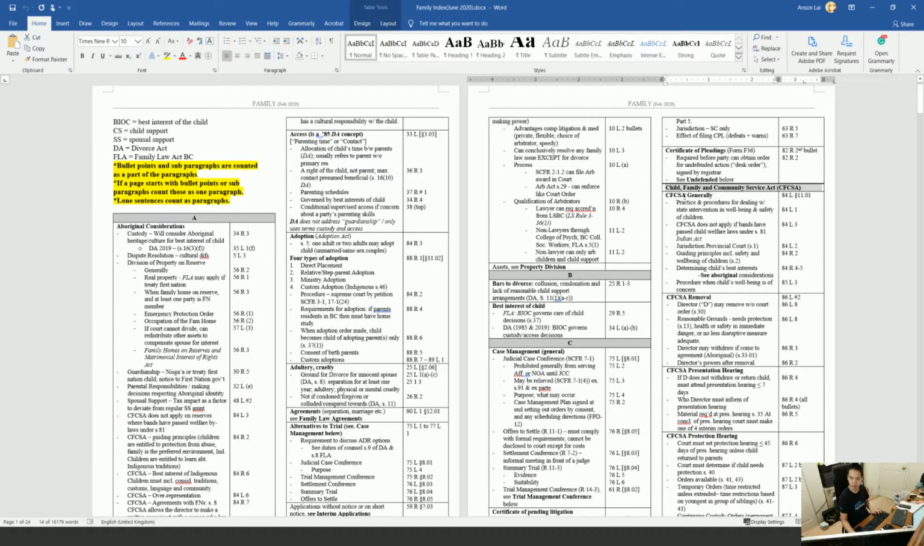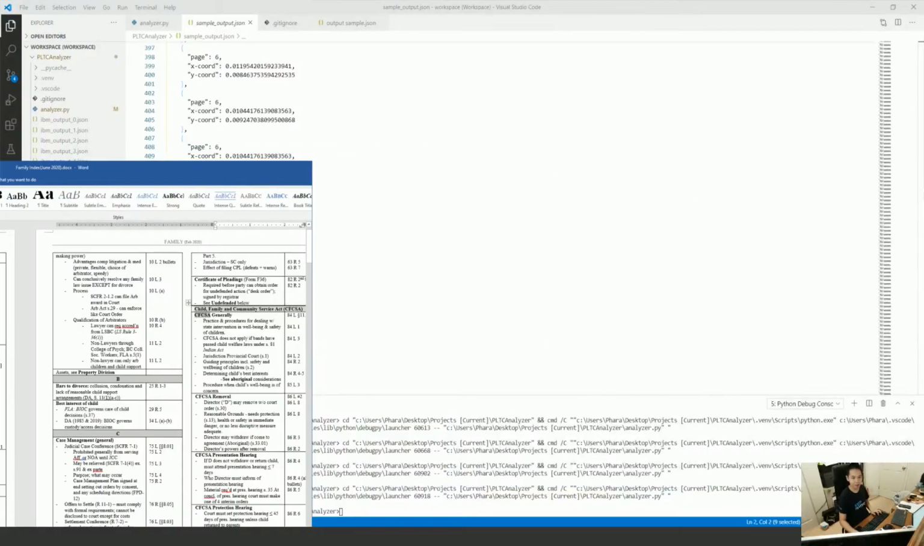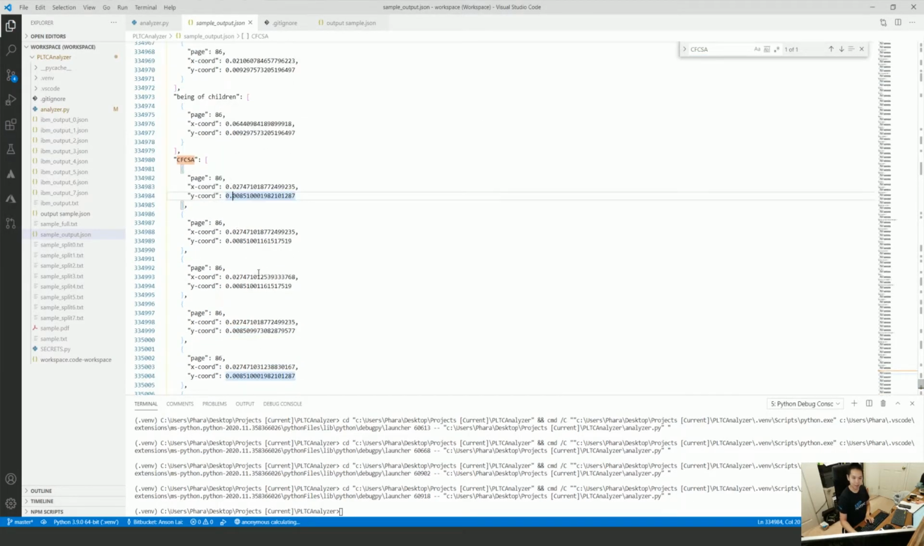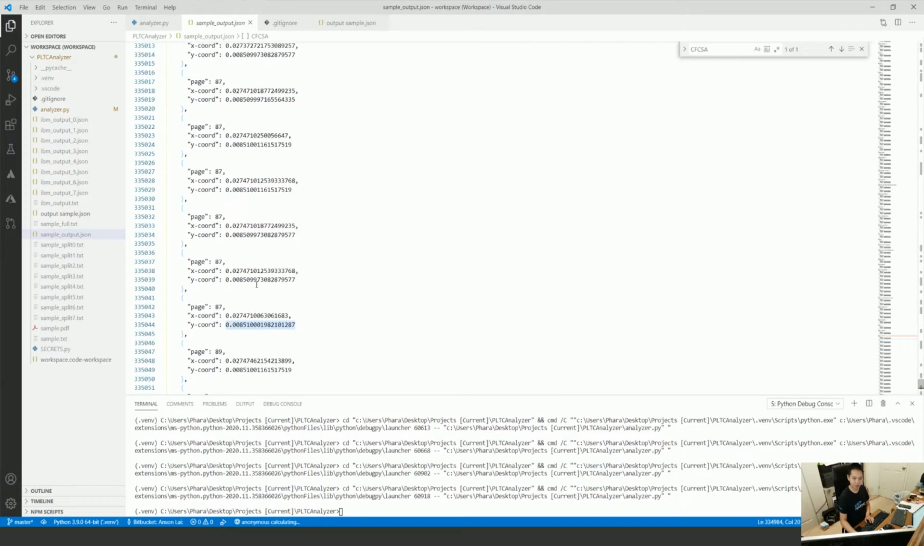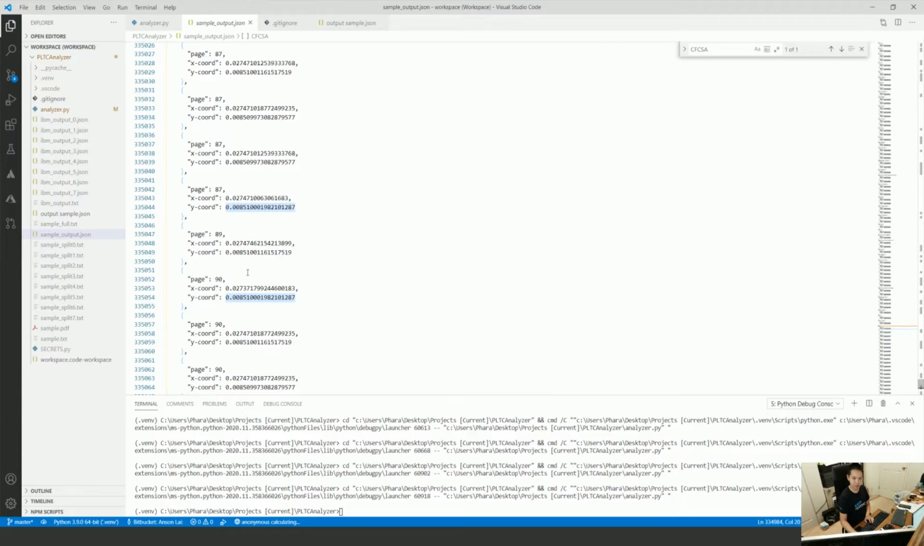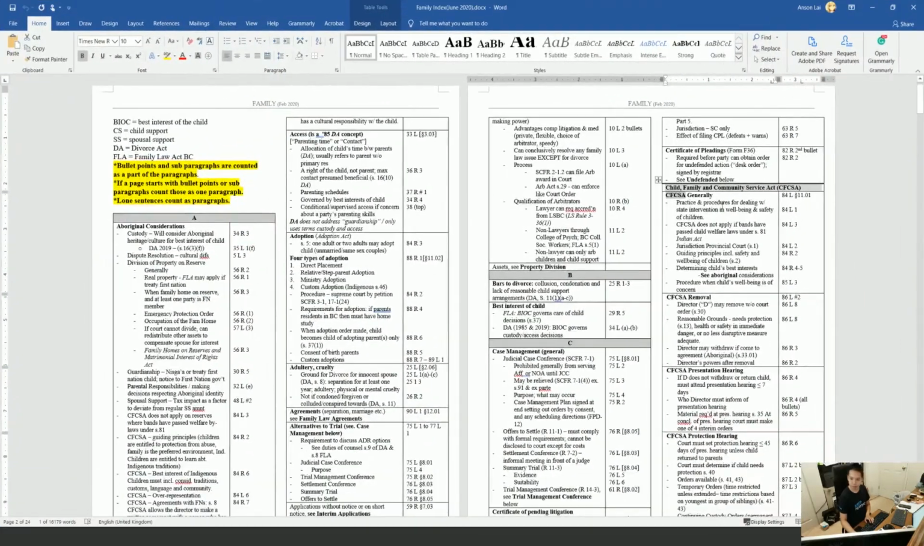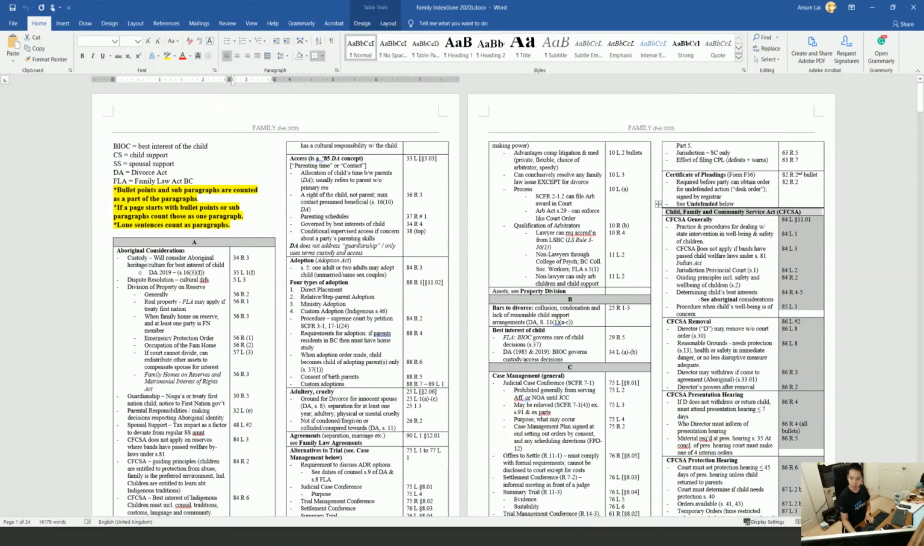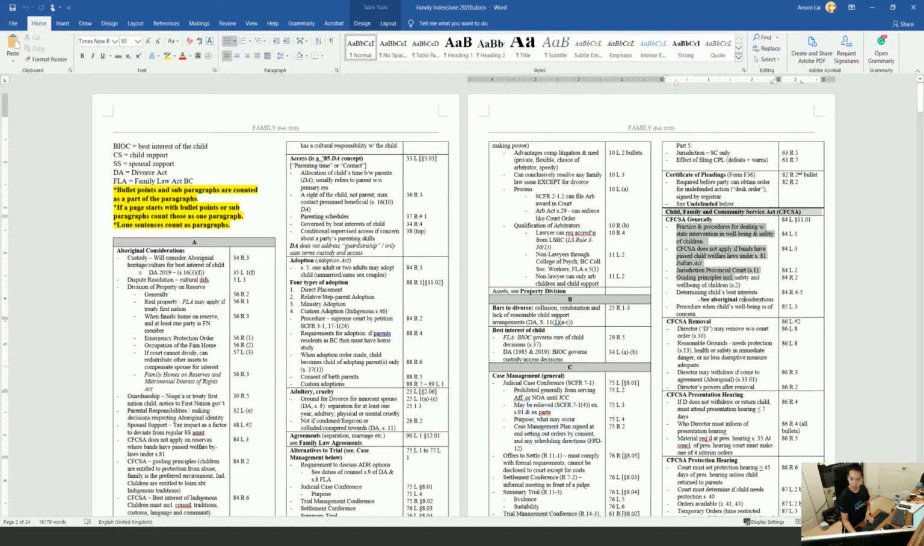So for example, if I wanted to look at CFCSA, I am willing to bet that this is in the document somewhere. Yes. So pages 86 shows up, 87, 89, 90. And remember there's a couple title pages and table of contents pages early on. So with the offset, if we subtract a couple pages, that is exactly what we're looking for. That is perfect.